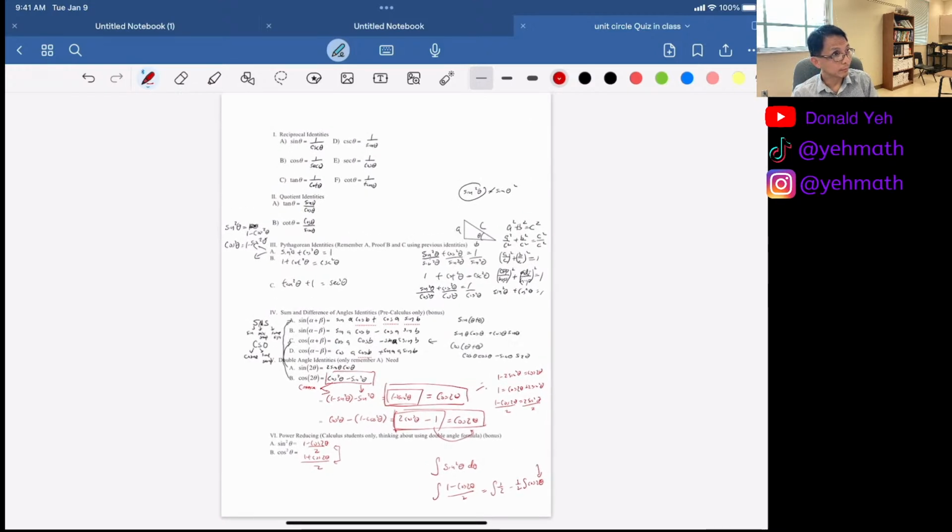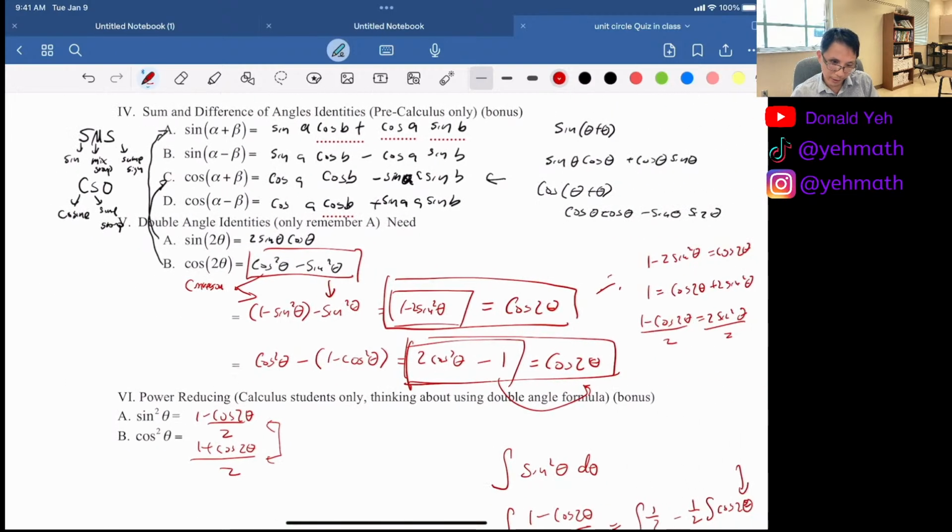There we go. How did I get B? I take this and move the 1 over to the right side. So it'll be 1 plus cosine 2 theta, and I divide by 2 on both sides. That becomes cosine square theta, because this side is cosine square theta. You're pretty much just isolating cosine square theta.